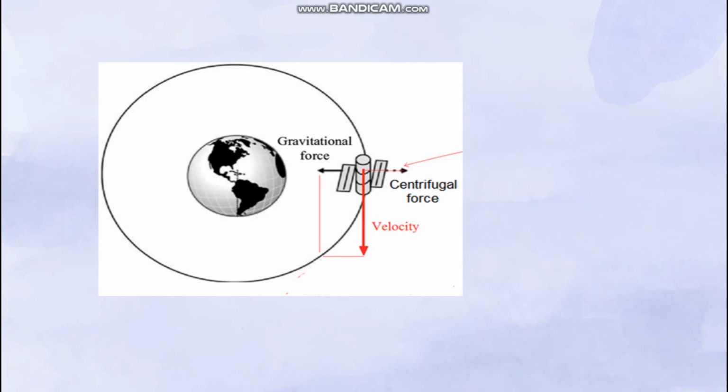But there are some conditions. If the satellite is placed in the low Earth orbit, there will be huge atmospheric drag. So the satellites which are placed in the low Earth orbits will always tend to lose height because of the atmospheric drag.